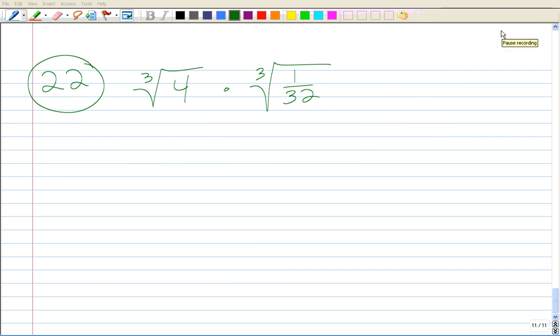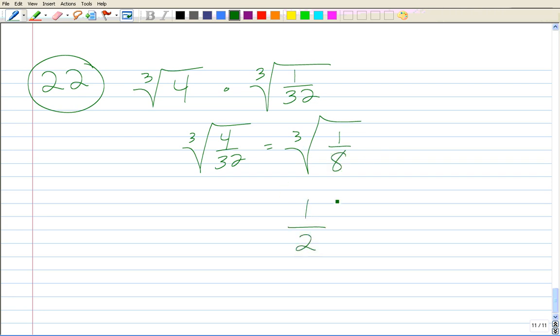Number 22, the cube root of 4 times the cube root of 1 over 32. On this one, I would combine these back into one cube root. So we have the cube root of 4 over 32. But 4 over 32 is just 1 over 8. And now it's easy. The cube root of 1 is 1. The cube root of 8 is 2. So that answer is just 1/2.